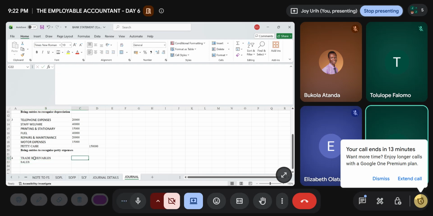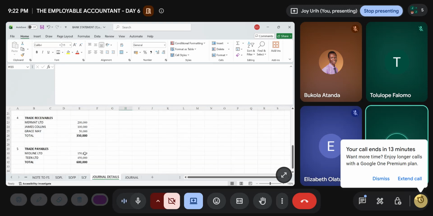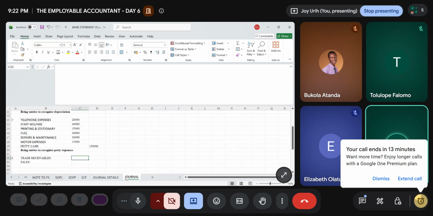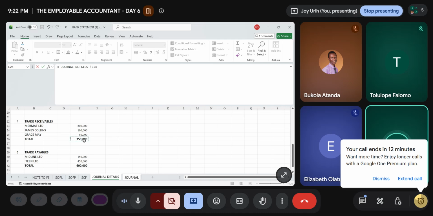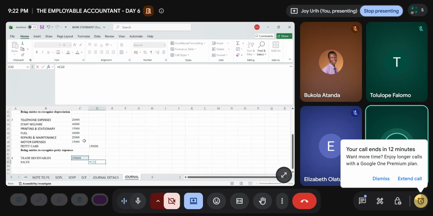What's the total? We are picking the total, 350,000. So we can just link it, so when you are checking through your records, you'll be able to know, okay, this is what I did. So we have a narration: being entries to recognize trade receivable for 2024.